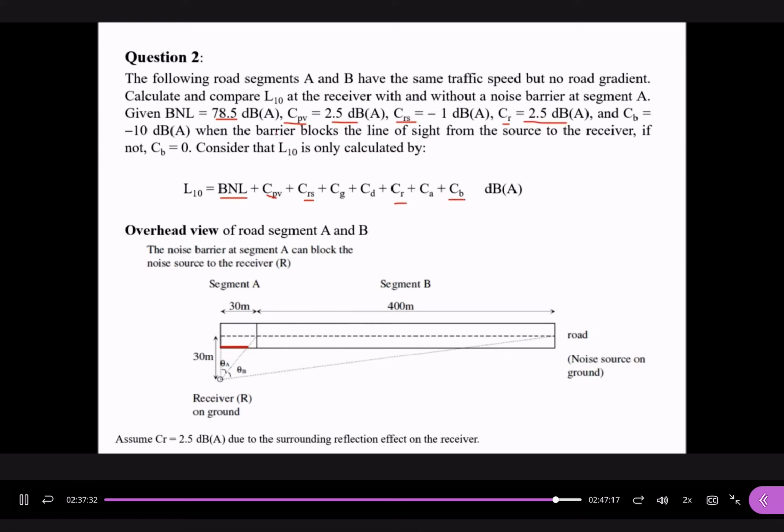And CG, where is CG? Gradient, yes. For the road gradient, because there is no road gradient, it is 0. What we just need to find out are CD and CA, correct? According to the equations here, there are only two parameters we don't know. We have to find them out. Once we have them, we can find the L10 level, correct? Now how to find CD and CA?